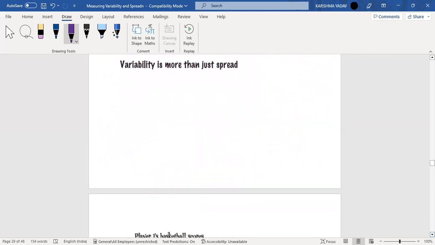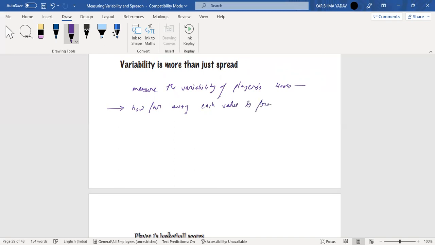Now we don't just want to measure the spread of each set of scores. We need some way of using this to see how reliable the player is. So we want to be able to measure the variability of player scores. We can do this by telling how far away each value is from the mean. One way of measuring the variability of each player's score is to calculate how far away each value is from the mean. If we can work out some sort of average distance from the mean of the values, we have a way of measuring variation and spread.